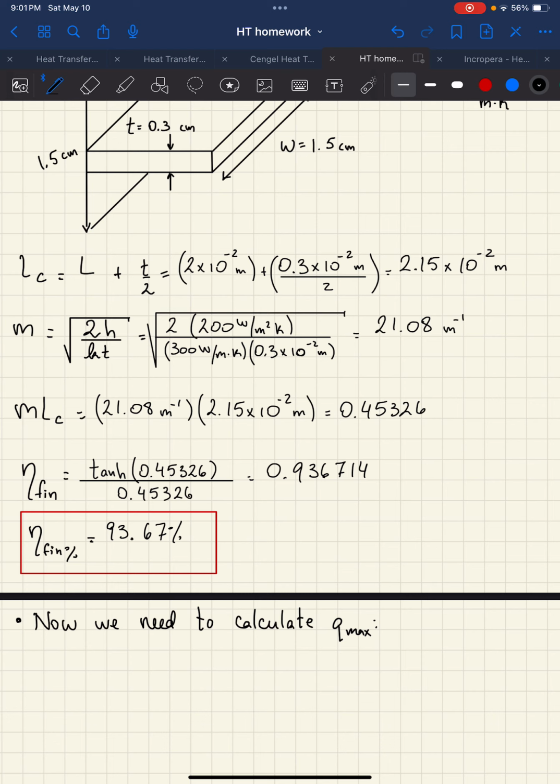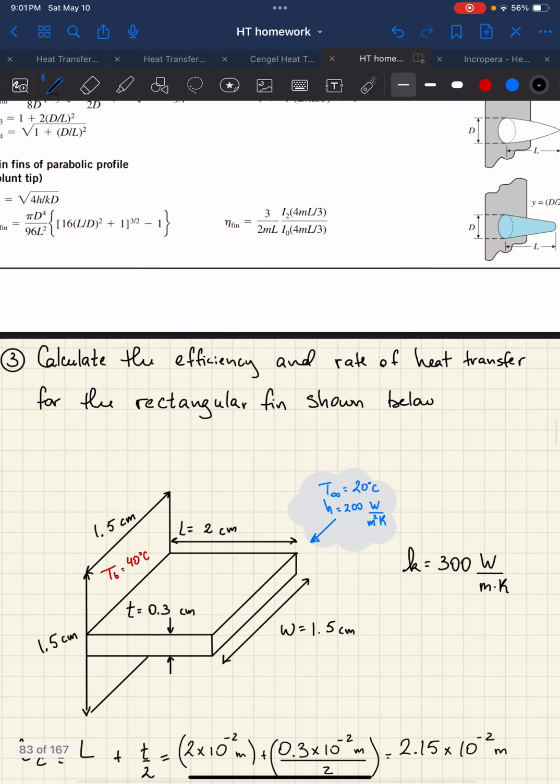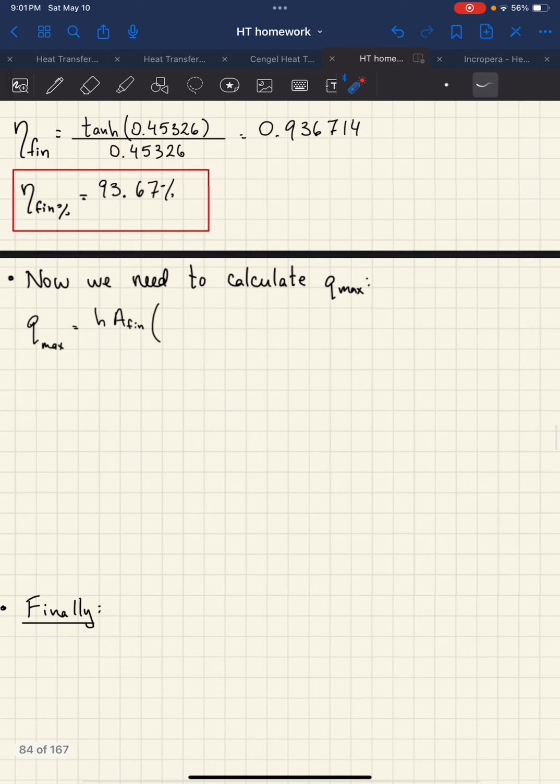So basically 93.67%. Okay, not bad. To find the actual heat transfer of the fin, we need to find the ideal, or what's often called the maximum heat transfer of the fin. You're just going to use Newton's law of cooling. So Q max, because it's all convection, so Newton's law of cooling applies. You have h times the area of the fin times, normally Newton's law of cooling is Ts minus T infinity, but in the perfect fin, the surface temperature of the fin everywhere is the same as the base. So it's just going to be Tb minus T infinity. Let's go ahead and do that.